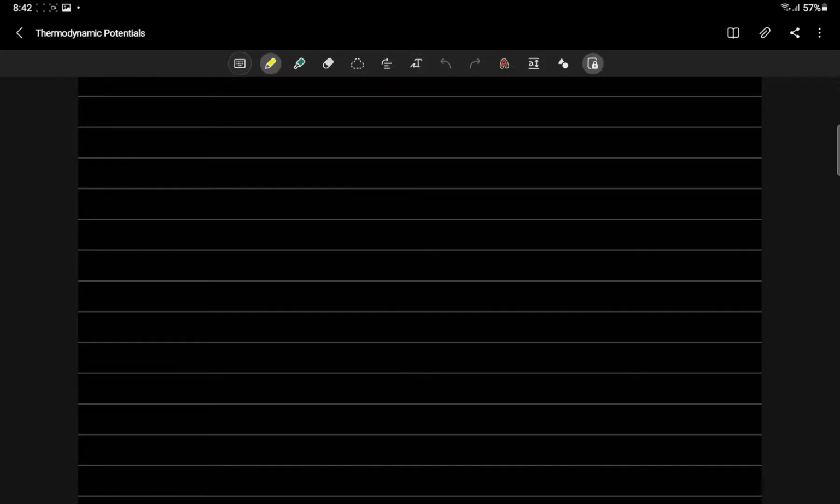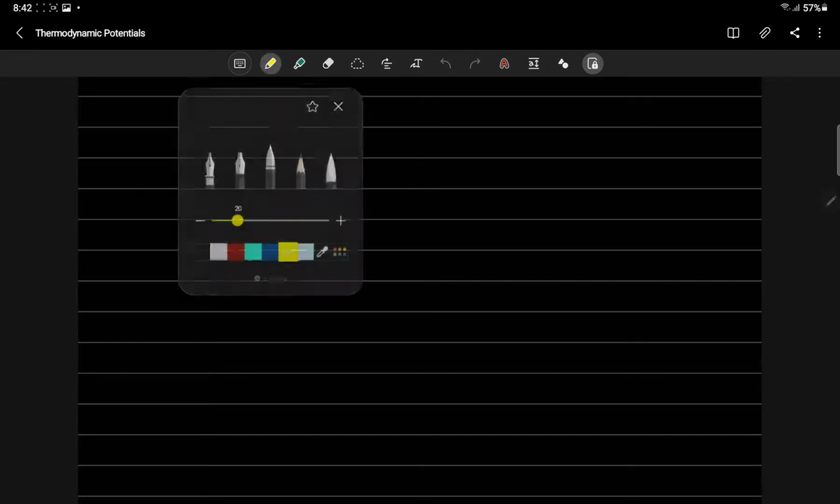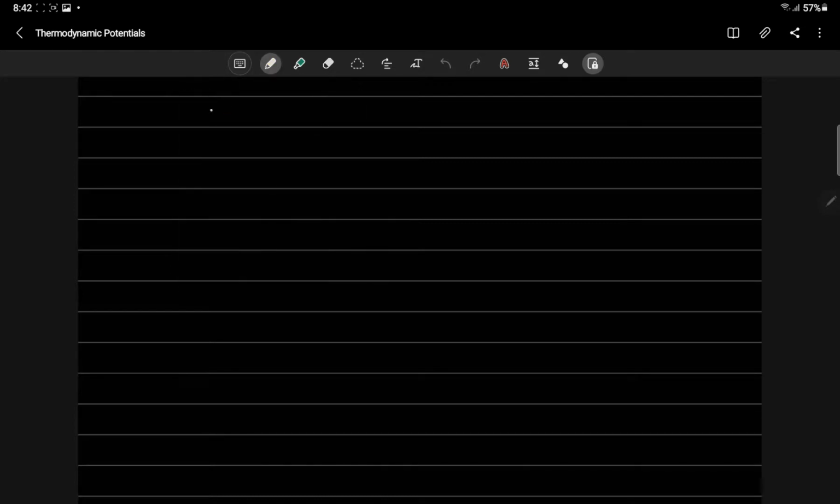Recall from the first law of thermodynamics that your internal energy, dU, is equal to dQ, or your change in heat, and dW. And alam din natin na yung dW is equivalent to minus P external dV. Now, we can substitute that expression again doon sa dU. So, yung dU natin magiging equal siya sa dQ minus P external dV.